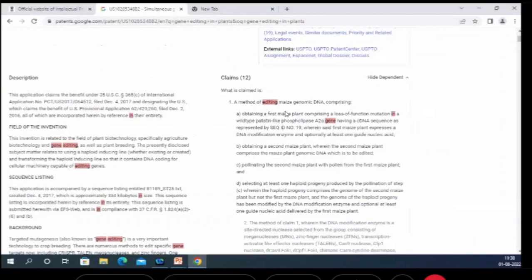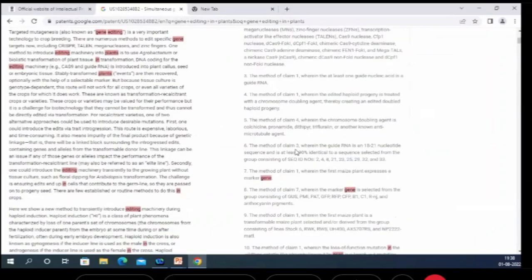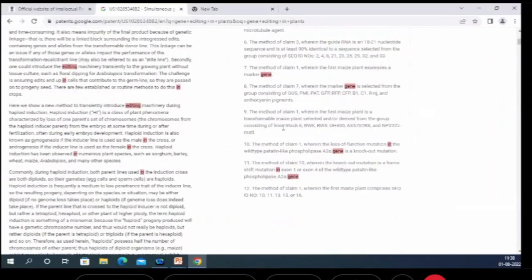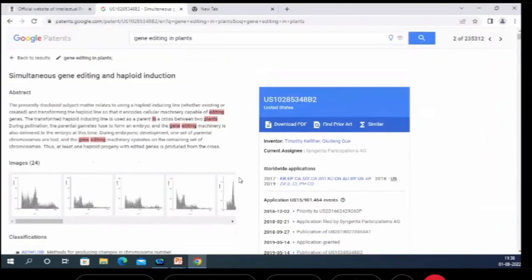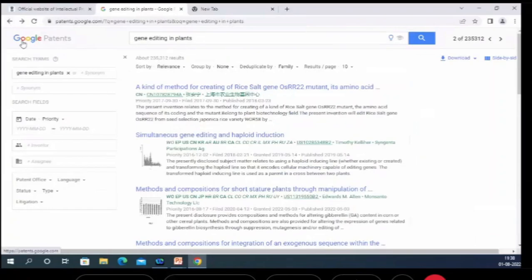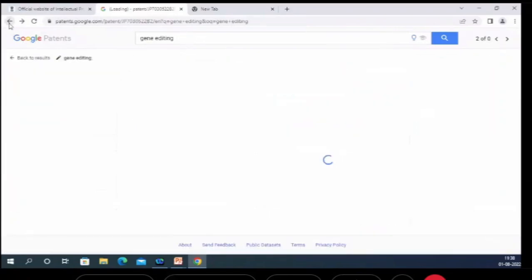A method of editing genome DNA, comprising... The reason I showed you this is that there are 12 claims, and they have checked so many sequence IDs. So this is how you can search for a patent application, or search in your area of interest. You will get a basic idea of how to search for a patent application. This is one way of doing a prior art search.